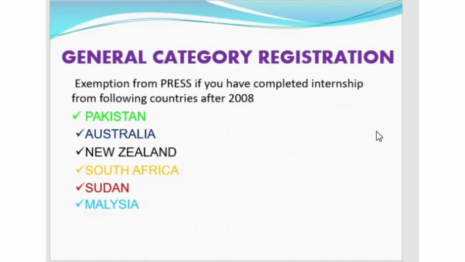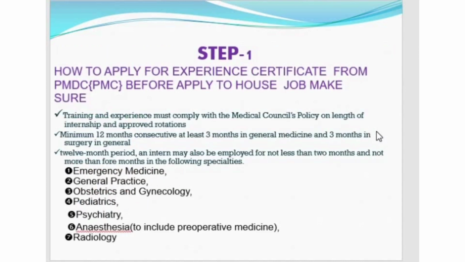Okay. So next is general category registration. These are the countries which are exempted from the PRES exam if you have completed your internship in the following countries after 2008: Pakistan, Australia, New Zealand, South Africa, Sudan, Malaysia and some other countries that are not mentioned in this slide. Okay. So step 1, how to apply for an experience certificate from PMC before applying for the house job.